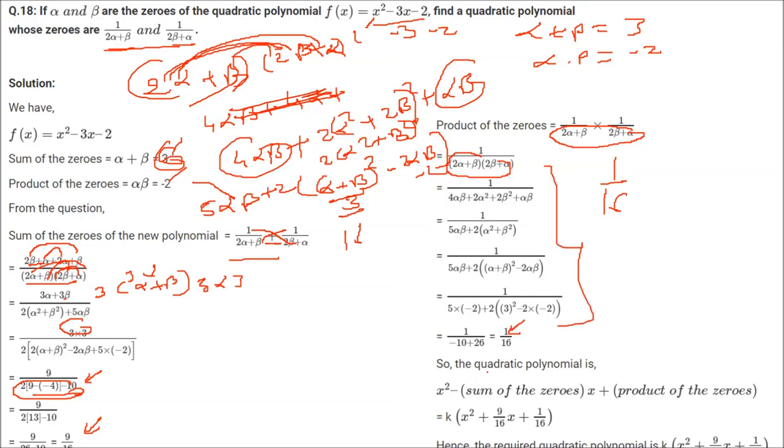So now the quadratic polynomial will be x square minus sum of zeros into x plus product of zeros. Sum of zeros is 9 by 16, put a 9 by 16 here, and 1 by 16 is the product. So 1 by 16 you put here. So it will be x square plus, this will be minus, sorry. So x square minus 9 by 16 x plus 1 by 16. This will be the value. Okay.